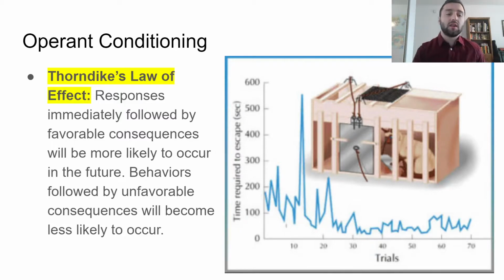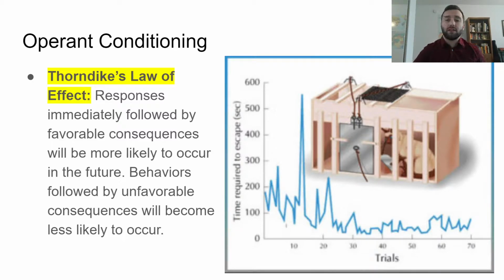Now this leads Thorndike to create what is called Thorndike's law of effect, or the law of effect. I'm just going to read it for you and then we'll look at this example. So the law of effect is that responses immediately followed by favorable consequences will be more likely to occur in the future. Behaviors followed by unfavorable consequences will become less likely to occur in the future.